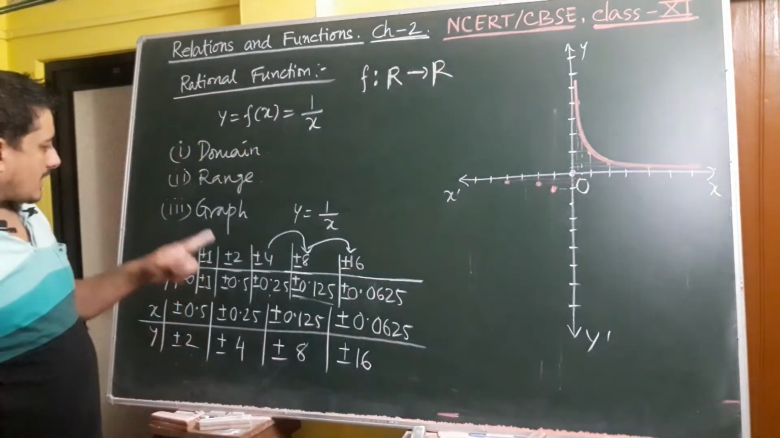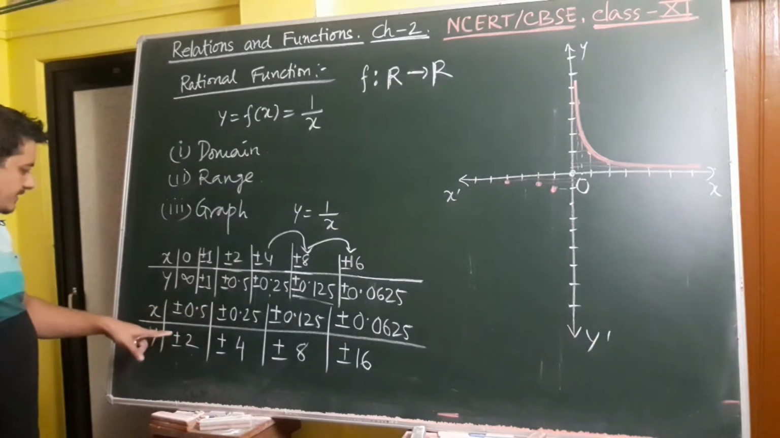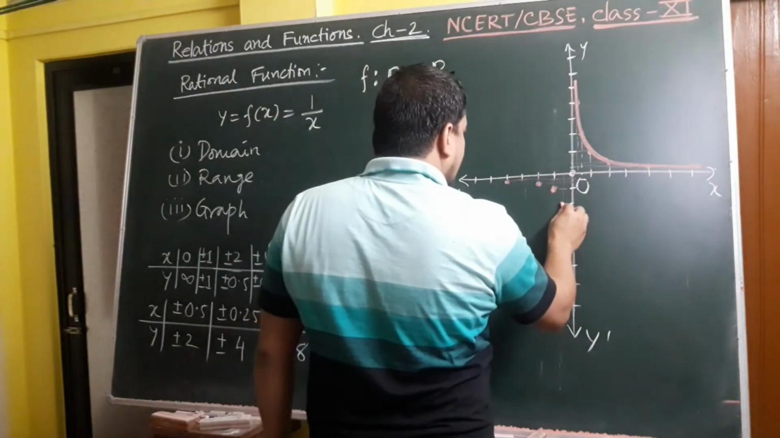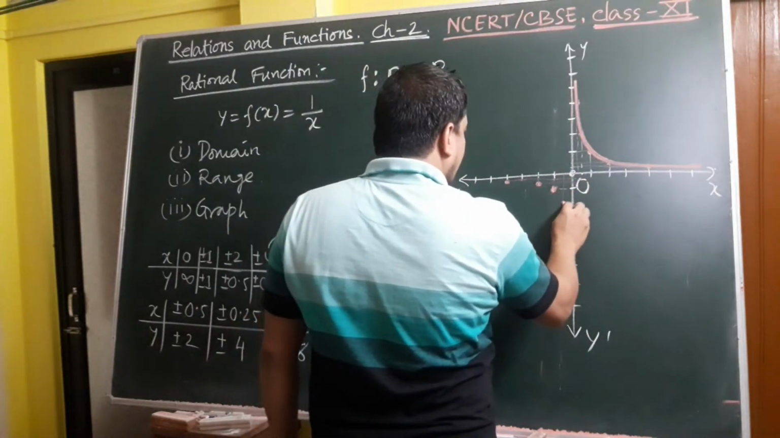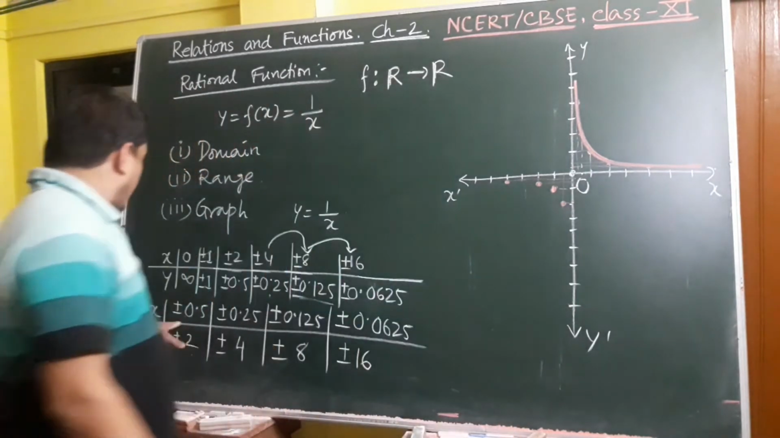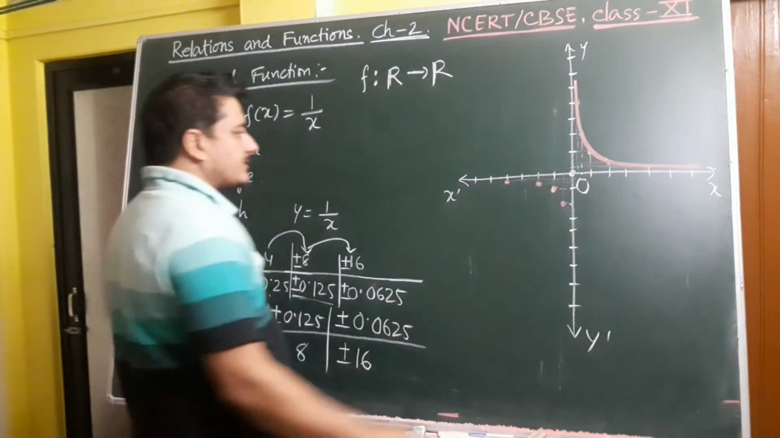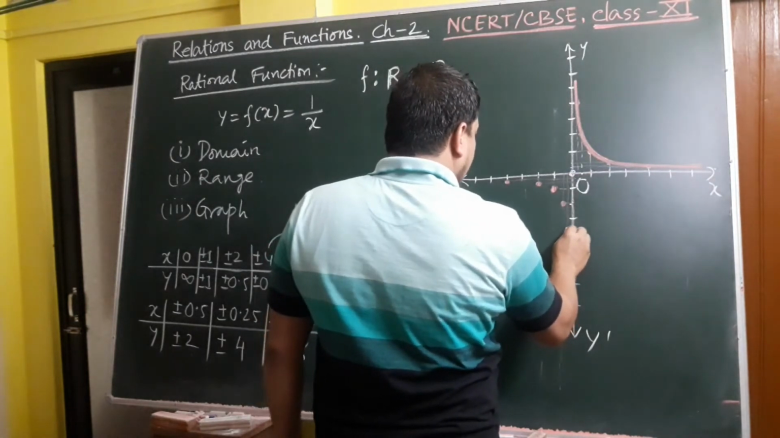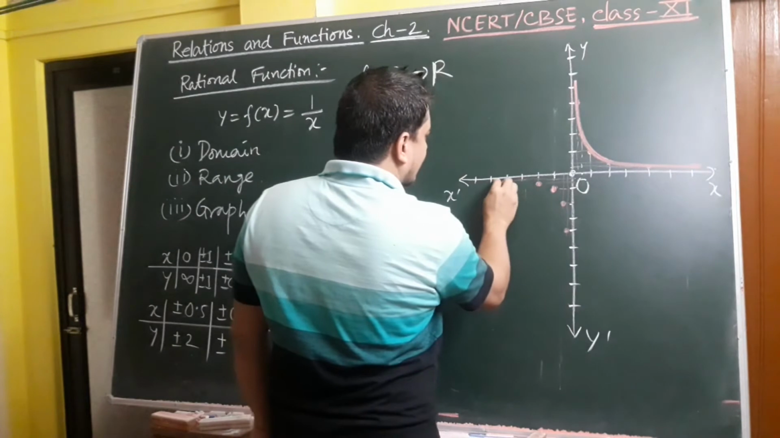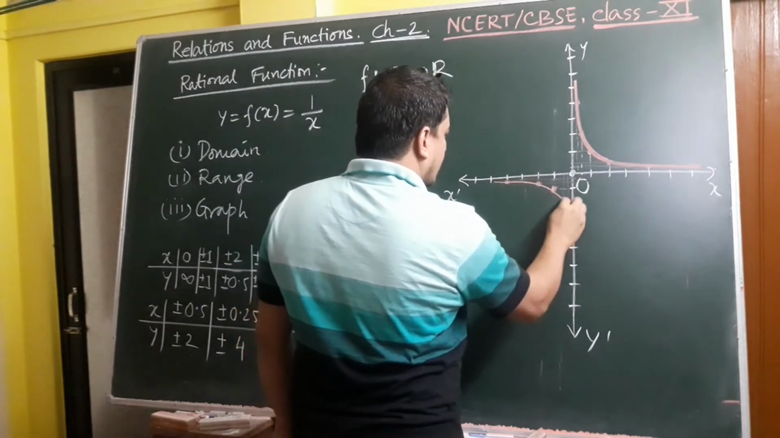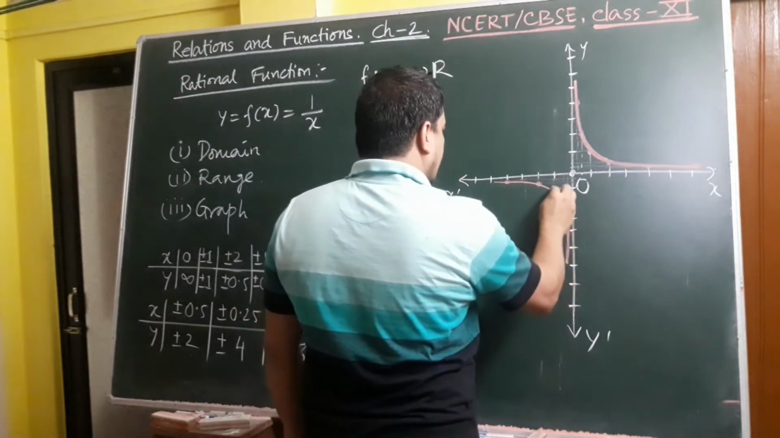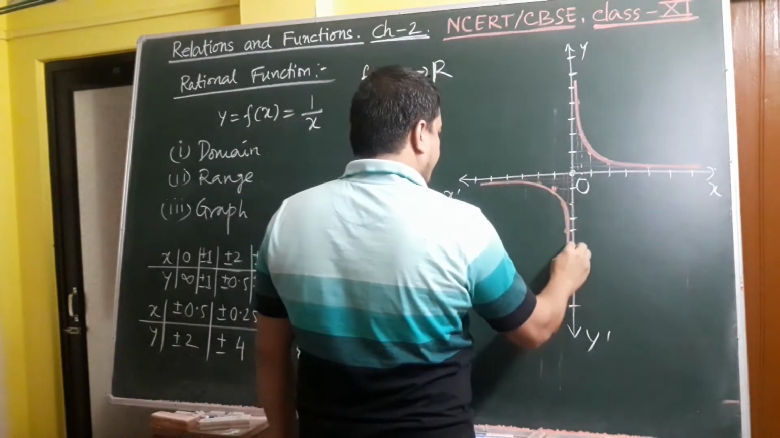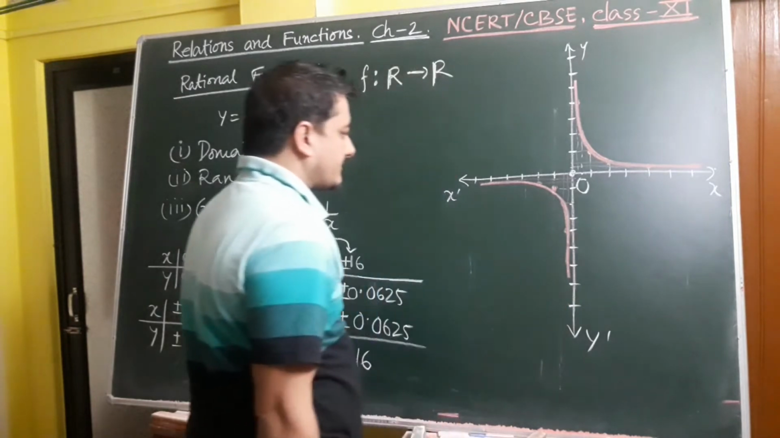Then for minus 0.5 it is minus 2, so somewhere here. Then for minus 0.25 it is minus 4, so somewhere here. So if I connect all these, now you see this will be the nature of the graph.